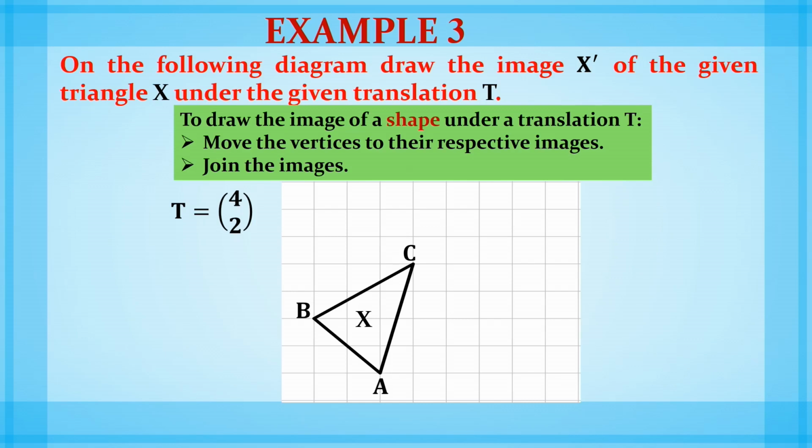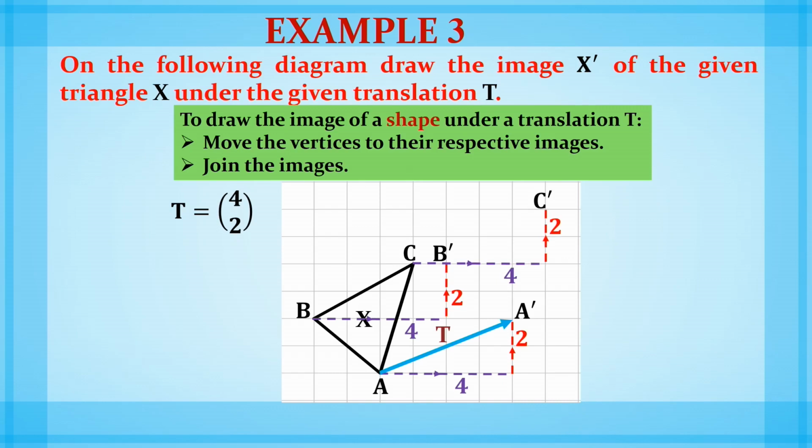Here, the translation T, having components 4 and 2, moves the vertex A 4 units to the right, followed by 2 units upwards. Thus, we obtain the vertex A'. Similarly, this translation moves point B to B' and point C to C'. Now, in order to draw the triangle A'B'C', we just have to join its vertices A', B' and C' by straight lines as illustrated on the grid.